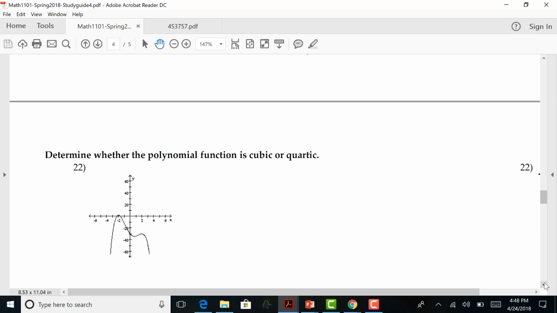Number 22, determine whether the polynomial is cubic or quartic. Look at the pictures you have on the board, cubic or quartic. It is quartic. How many turning points do you see? 3, okay.